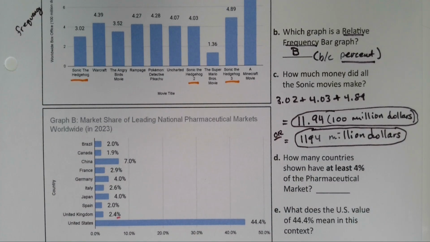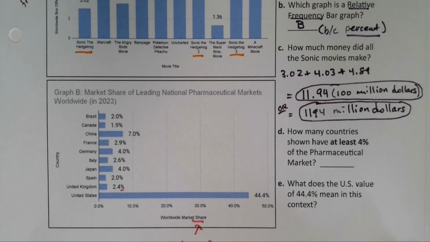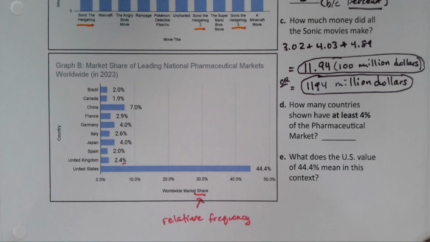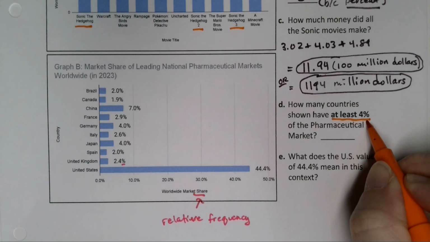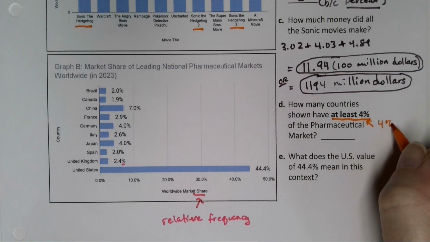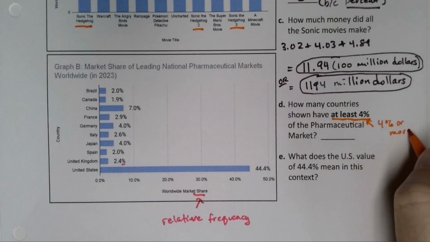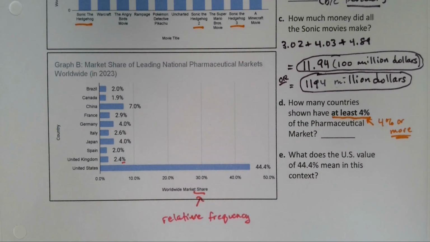All right, now how many countries shown have at least 4% of the pharmaceutical market? Okay. At least 4%. That's a little bit of an interesting phrase. At least 4 means actually 4% or more, right? So least is kind of a strange word. It means you're at least that much or maybe more.